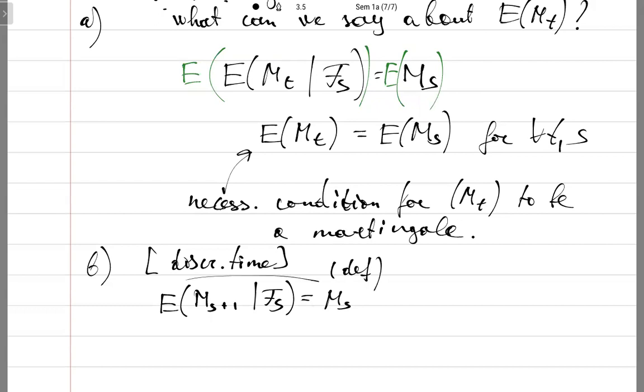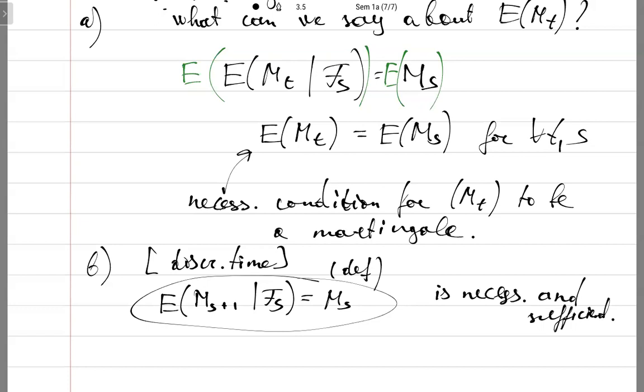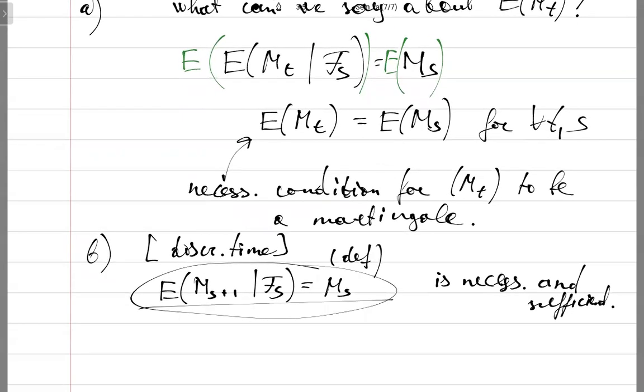But it happens that this property is necessary and sufficient for a process to be a martingale. Why it's necessary is more or less obvious. You just plug t equal to s plus 1 into the definition. So that is a necessary property, and it's more or less obvious.